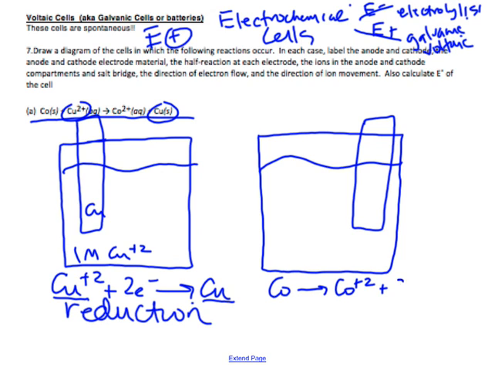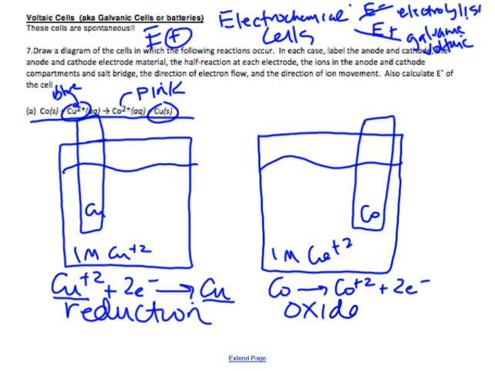Good. Co goes to Co2+ plus 2e-. So we have solid cobalt hanging in a 1 molar solution of cobalt 2+. For some discussion we're going to talk about later, cobalt 2+ is a pink solution and copper 2 is a blue solution. And we'll talk about that in a little bit, but I'll ask questions about it. So this then is not reduction, it is the oxidation half reaction.